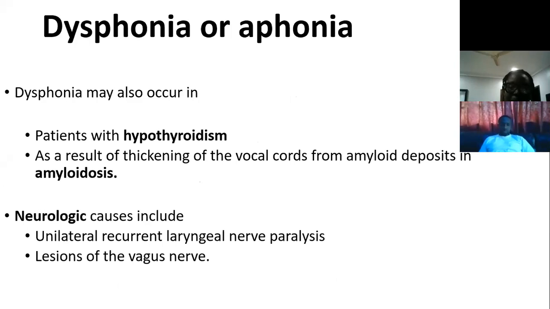Neurologically, if there's a paralysis of the nerve supplying the vocal cord, which is called the recurrent laryngeal nerve, you can have dysphonia. Or if there are problems with the vagus nerve, which is a cranial nerve, you can also have dysphonia or aphonia. Dysphonia means that the voice is abnormal. Aphonia means the voice is gone.